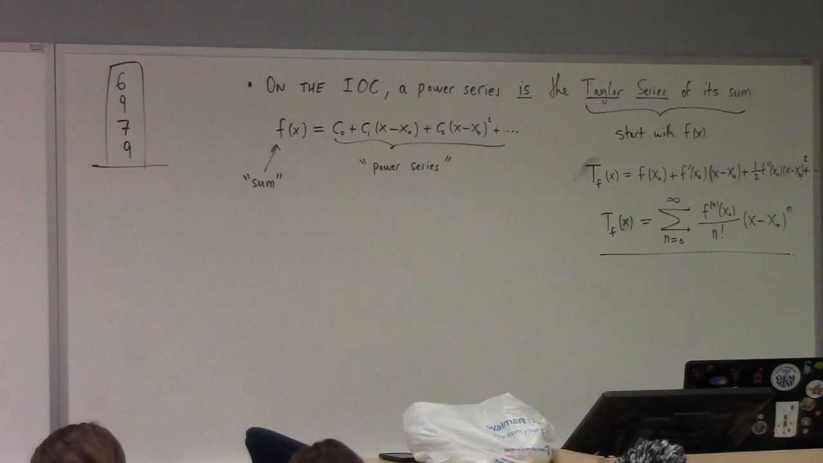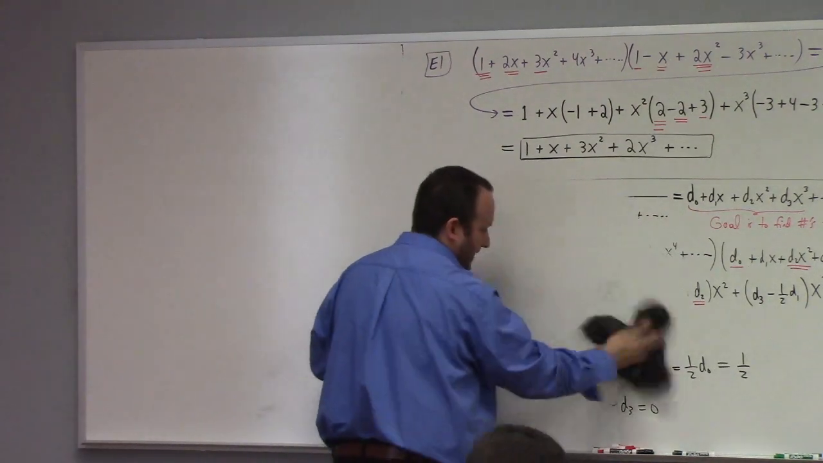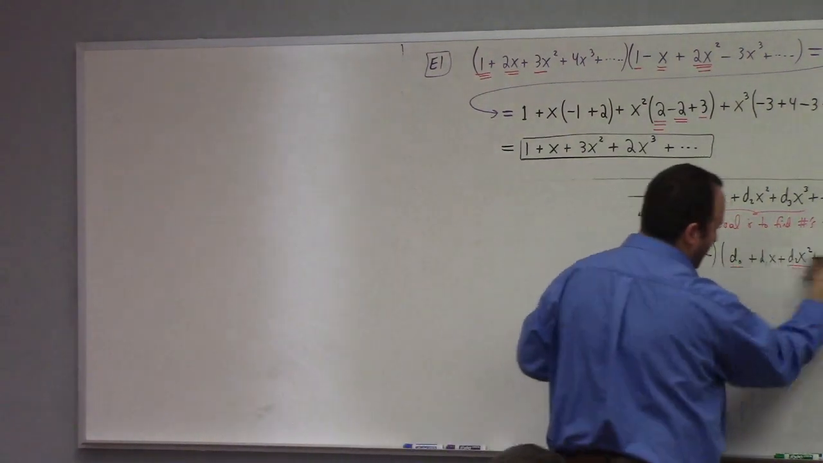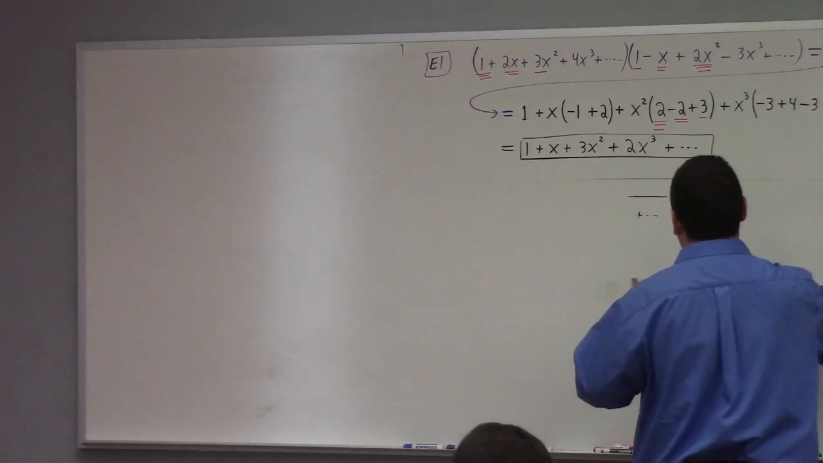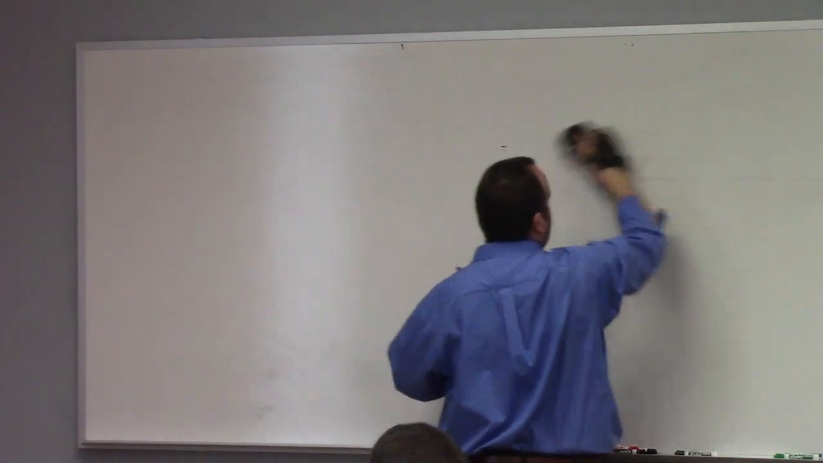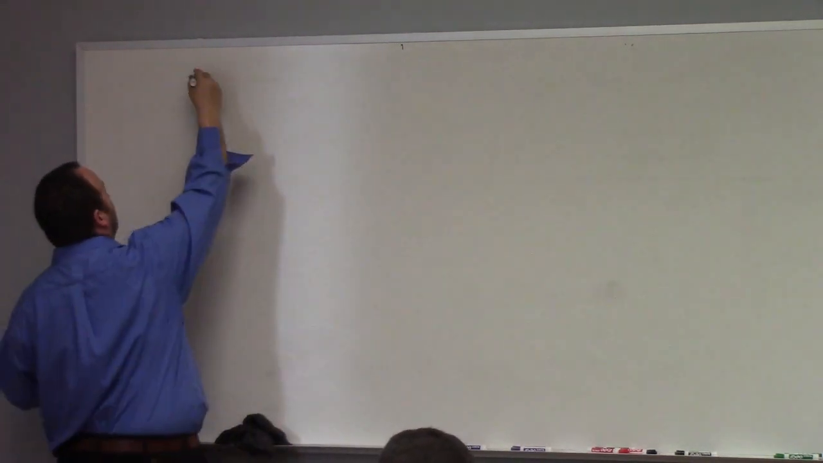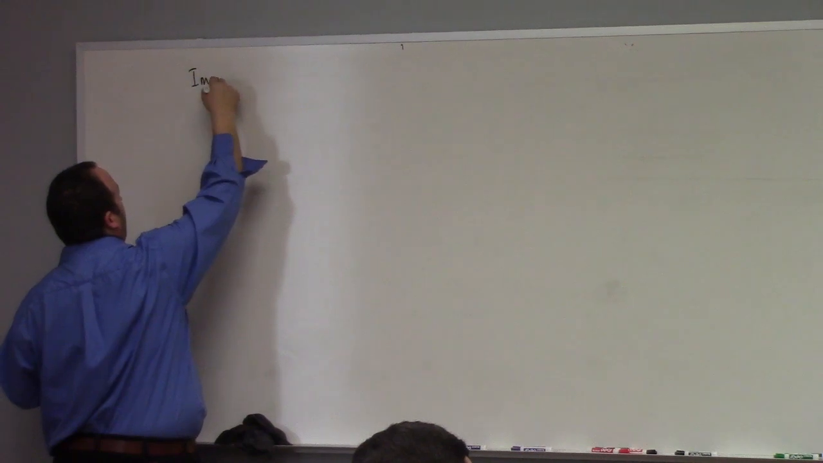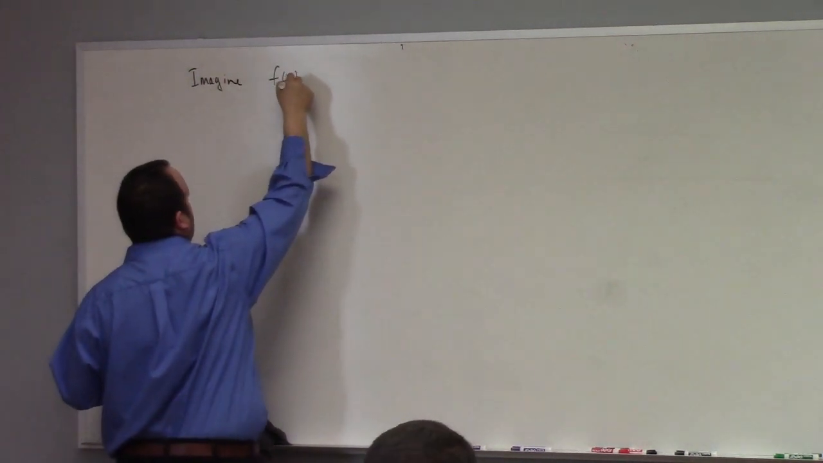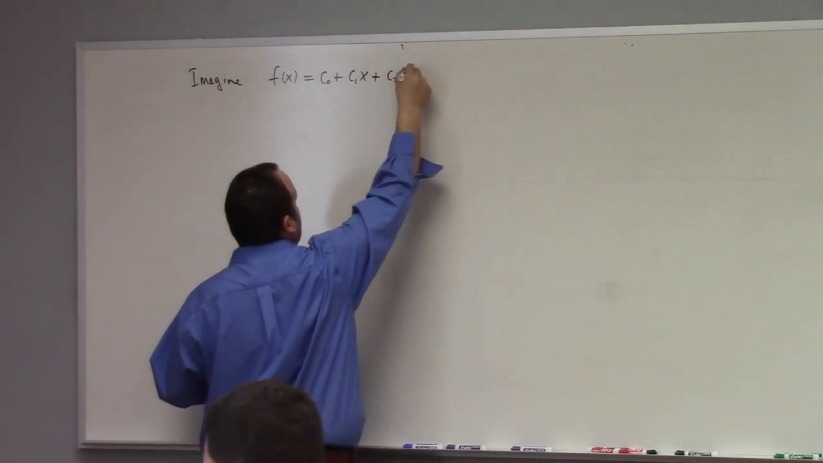So let's begin as Lagrange began when he wrote his calculus book in the late 18th century. He said, imagine a function. What's a function? Well, to Lagrange, a function was a power series. That's how his book starts. He says something like, imagine f of x equals c0 plus c1x plus c2x squared plus dot, dot, dot.